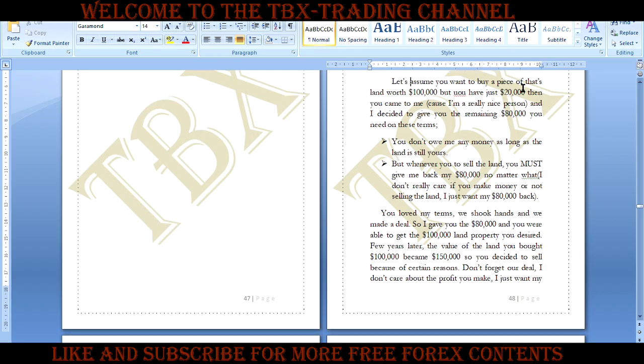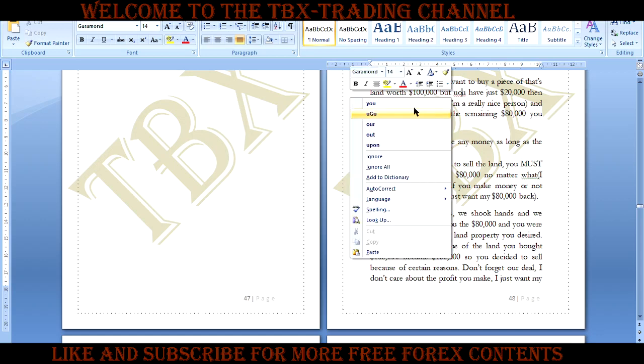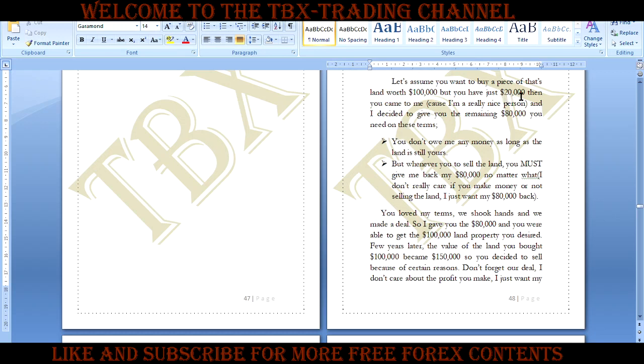Let's assume you want to buy a piece of land worth $100,000, but you have just $20,000. Then you came to me, yes, me, because I'm a really nice person, obviously, and I decided to give you the remaining $80,000 you need on these terms. You don't owe me any money as long as the land is still yours. But whenever you decide to sell the land, you must give me back my $80,000 no matter what. I don't really care if you make money or not selling the land. I just want my $80,000 back.